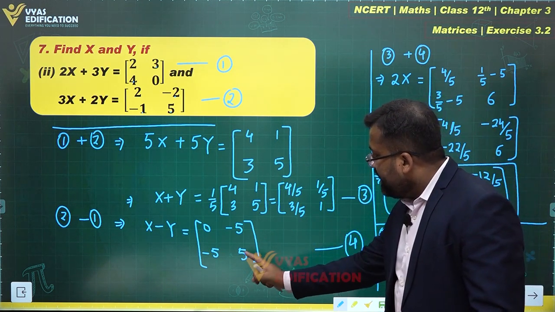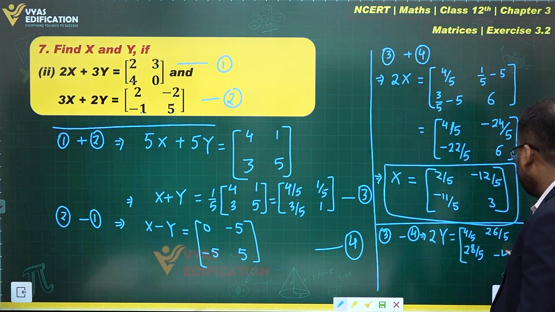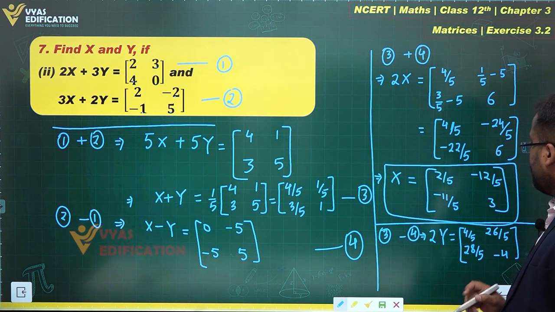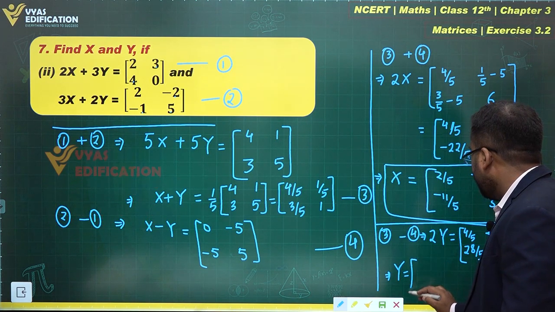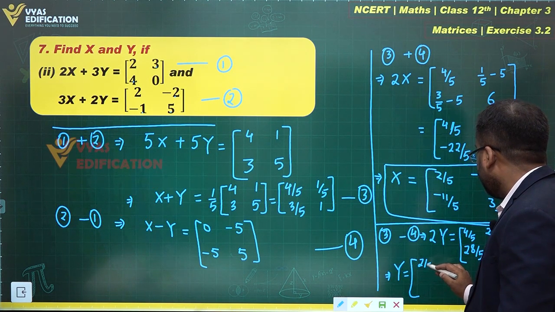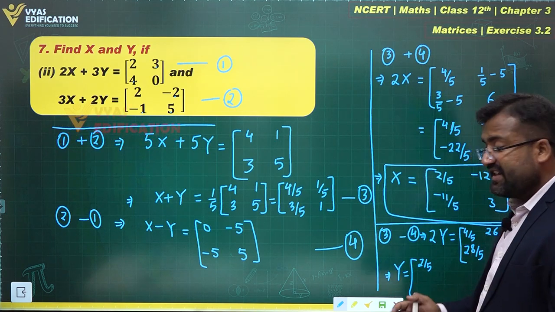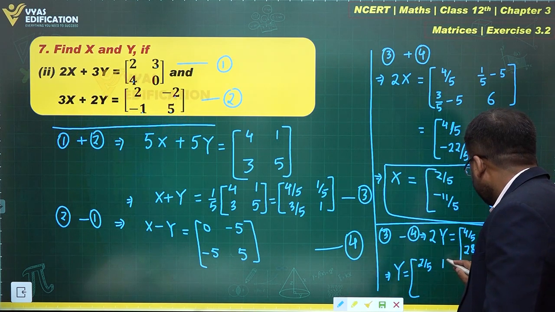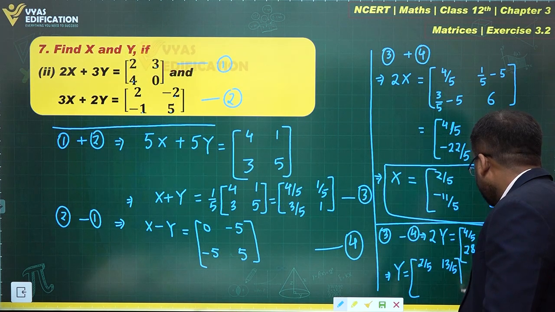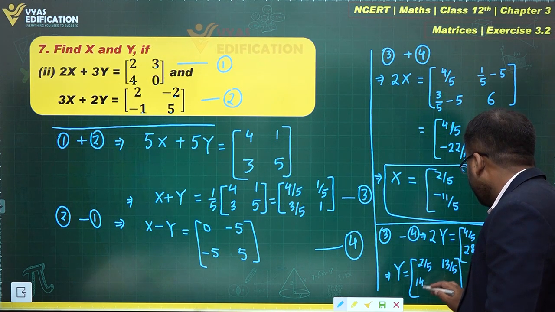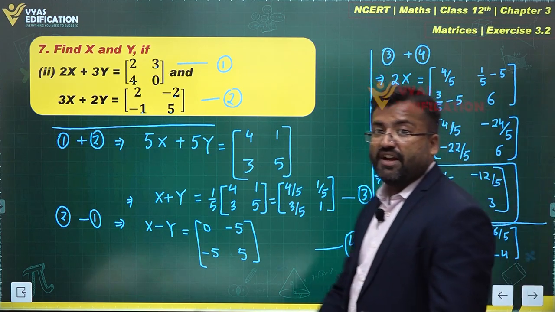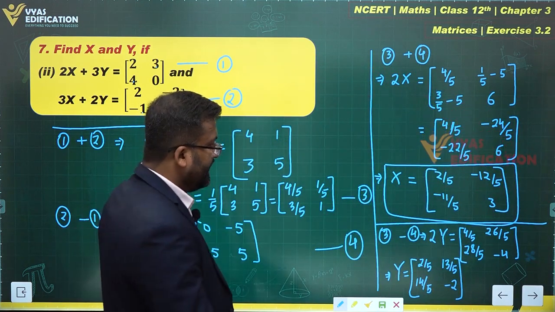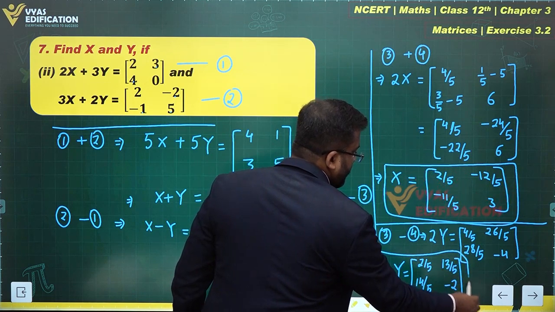1 minus 5, which will be minus 4. This is what you'll be getting, and on dividing both sides by 2 you get y is equal to this matrix. This is 2 by 5. Okay, there's pretty less space, but then we'll write it properly. This is 13 by 5. This is 14 by 5. This is minus 2. Okay, these are the matrices x and y. The matrix y is also obtained over here.